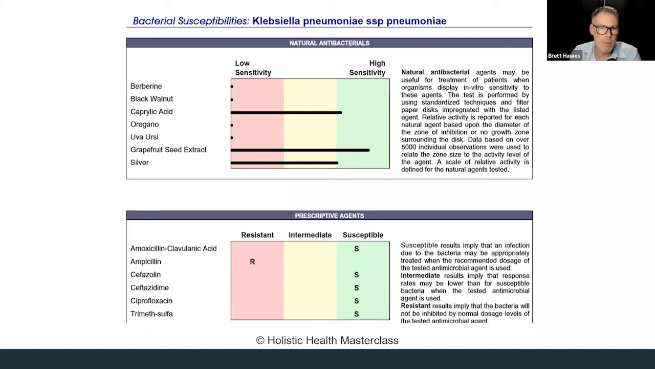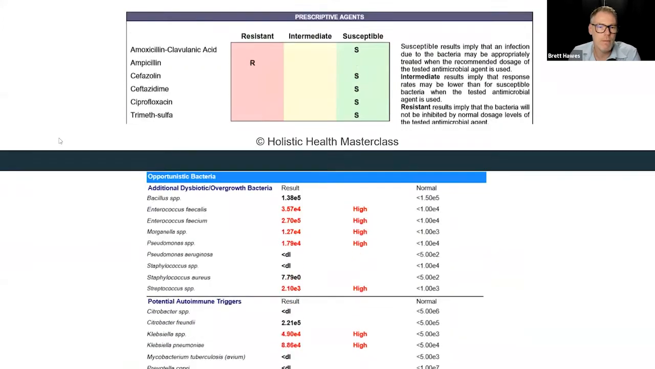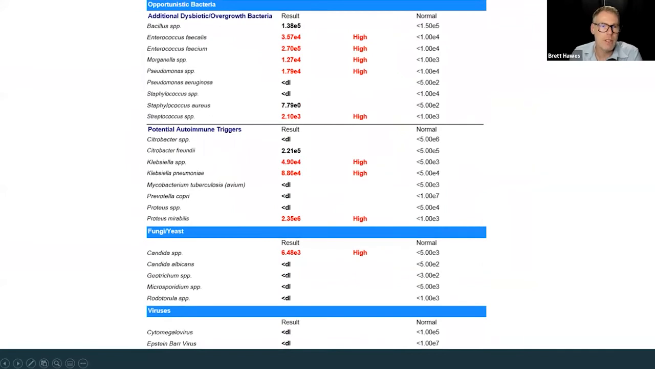Now, looking at the GI map, this is what the GI map looks like. So you can see these. This is actually a real live case, by the way. So when you get these types of reports, you tend to go, like, what do I do, right? Where do I start? So this is pretty severe dysbiosis right here.